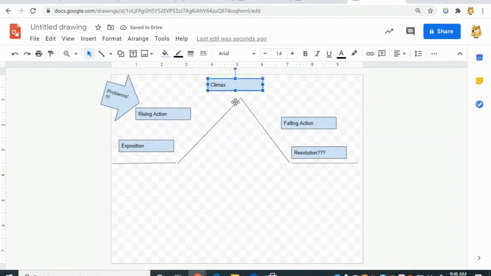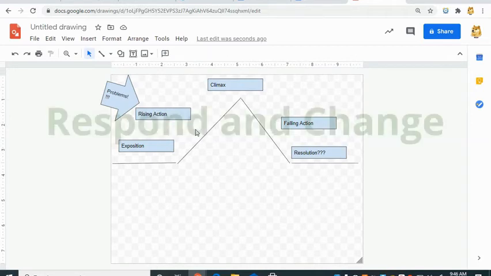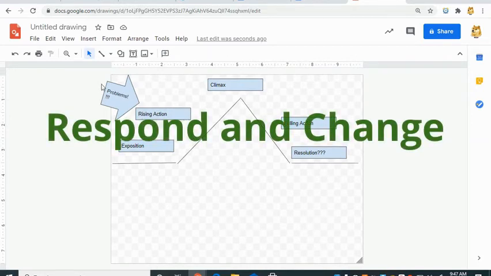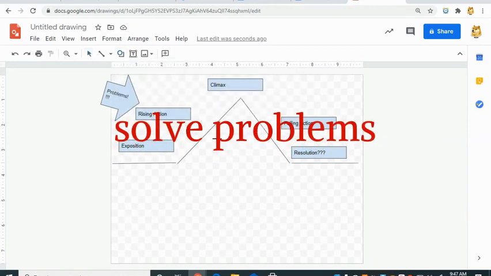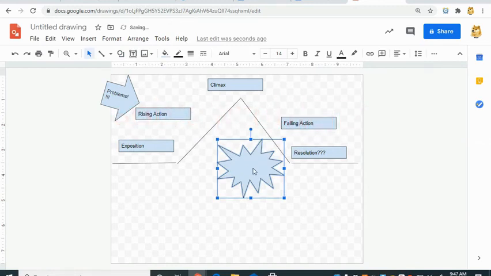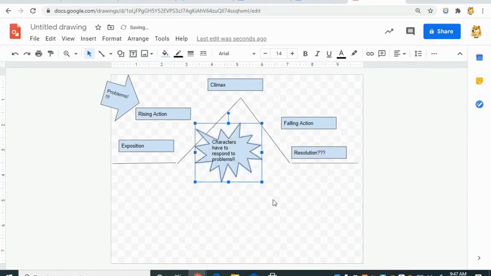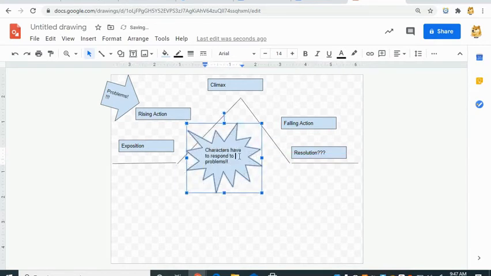The climax is when the biggest thing happens, obviously. Now, how the problems get solved is that characters have to respond and change to solve problems. So how are they going to solve the problems? Characters are going to solve the problems by responding and changing. They definitely have to respond. If they just said, oh, not a problem, whatever, I don't need to deal with it, then that's not that exciting. So they have to respond to the problems that are happening.